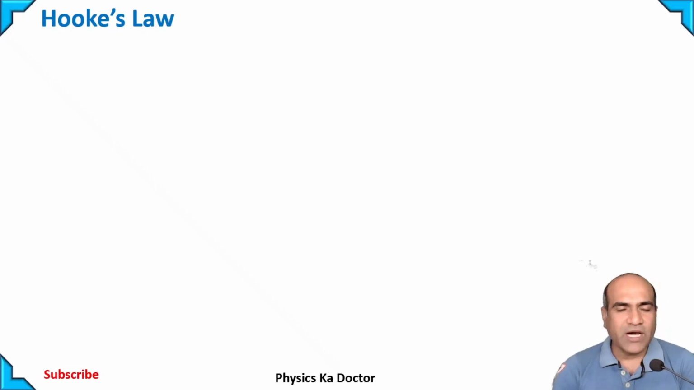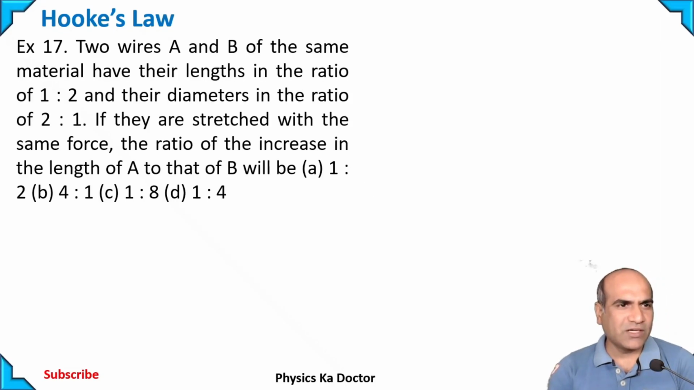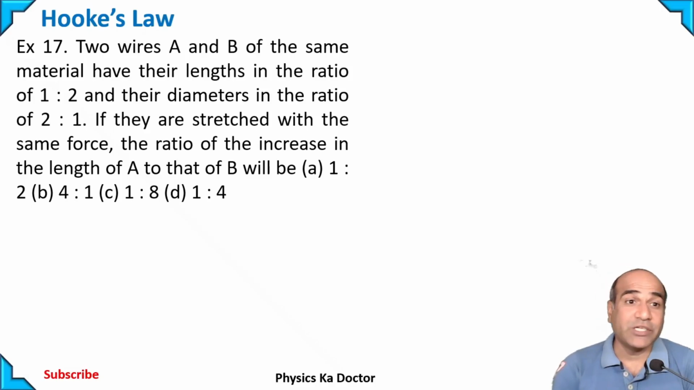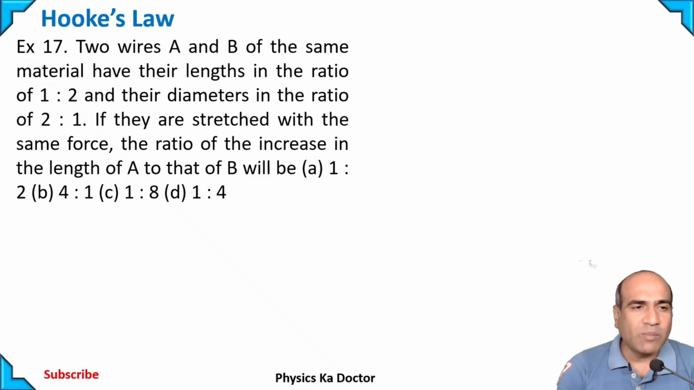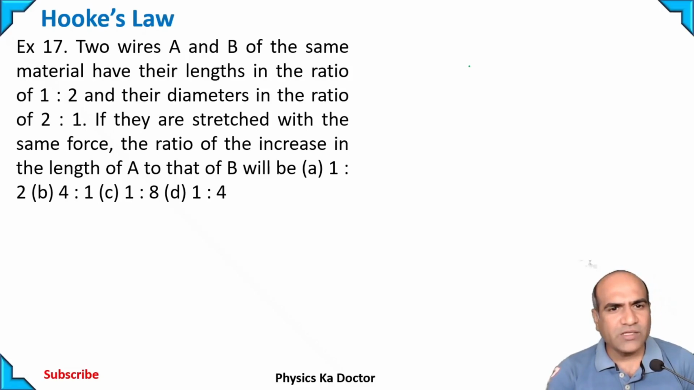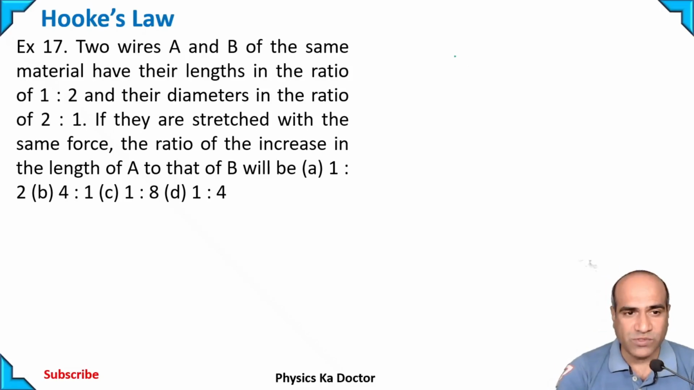Now we are waiting for the next question to come. And this is our example number 17. Two wires A and B of the same material have their length ratio 1 to 2, and diameter in the ratio 2 to 1. If they are stretched with the same force, the ratio of increase in the length of A to that of B will be. Right.